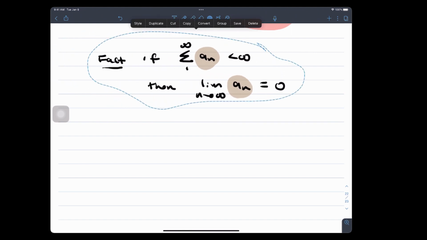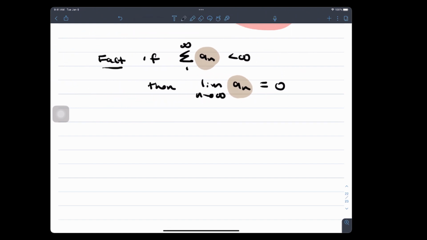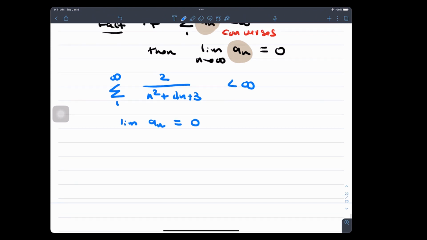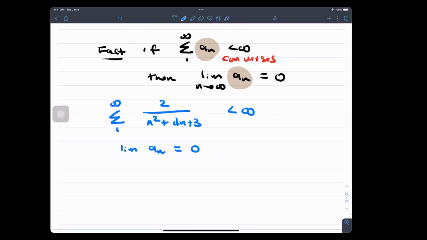I have this statement. If a series converges, then what's the deal? We can conclude that the limit of a_n is 0. So the last example was a convergent series, 2 over n squared plus 4n plus 3. We know this converges. We proved that. What that means is the limit of a_n equals 0, because we had convergence here.